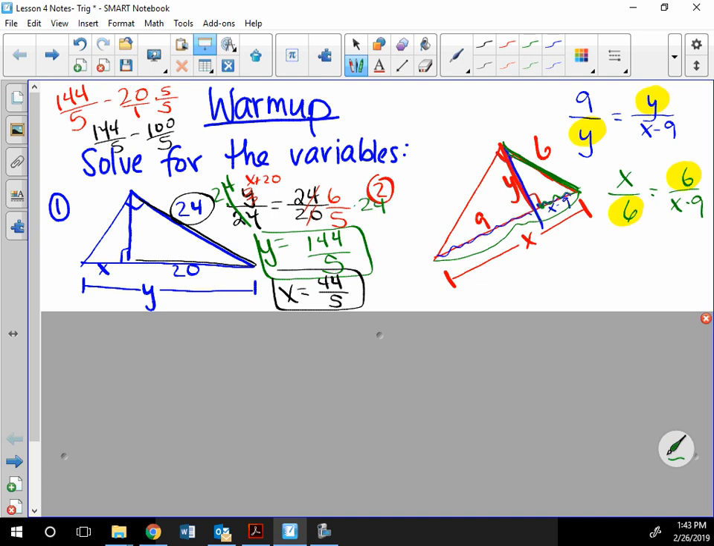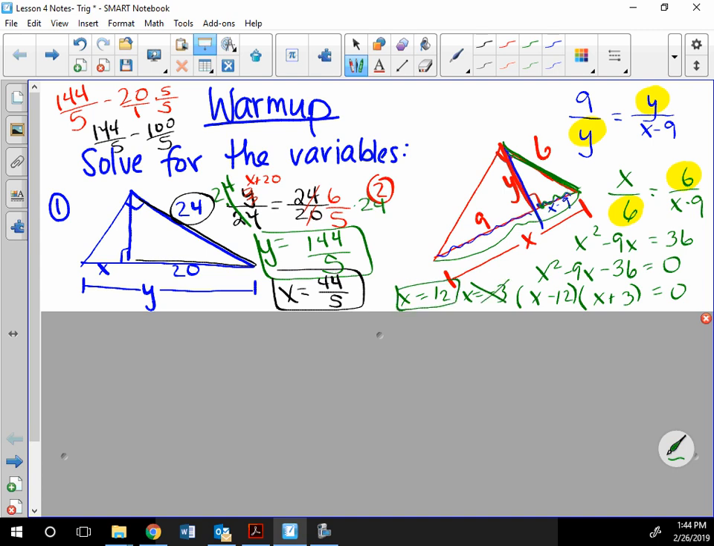So when I cross multiply, do we end up having to factor? x squared minus 9x equals 36. So x squared minus 9x minus 36 equals 0. What does this factor into? Good. x minus 12, x plus 3. So I get x equals 12, x equals negative 3. x is a length though, so I can't take the negative. So I do get x is 12.